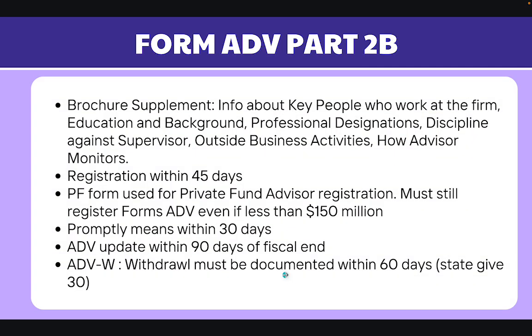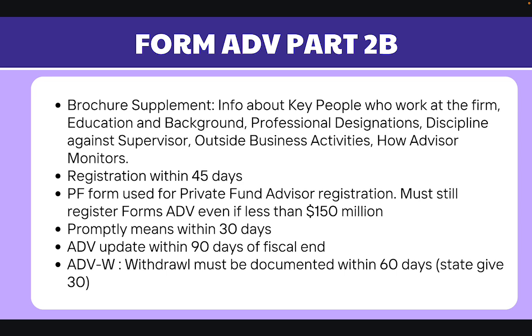Form ADV Part 2B. This is the brochure supplement. It's the information about the key people who work at the firm. Education and background, professional designations, any discipline against a supervisor, any outside business activities. How does the advisor monitor everything? Registration within 45 days for this.